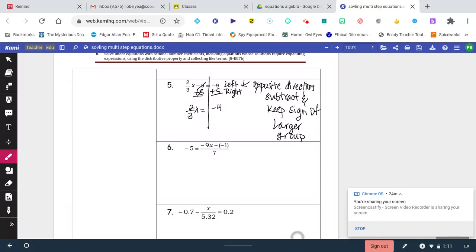All right, now, whenever you have a fraction attached to your variable, you can get rid of it by multiplying by the reciprocal. So the reciprocal of 2/3 is 3/2. So I'm going to multiply both sides by 3/2. These will cancel. That will give me negative 12 over 2. And everybody knows that negative 12 divided by 2 is negative 6. I hope we all do.